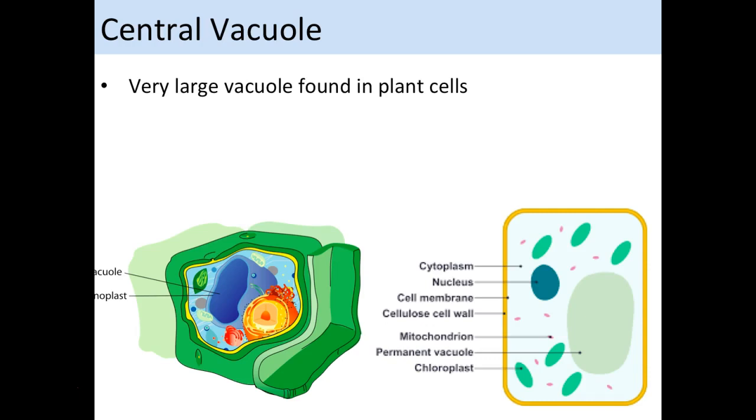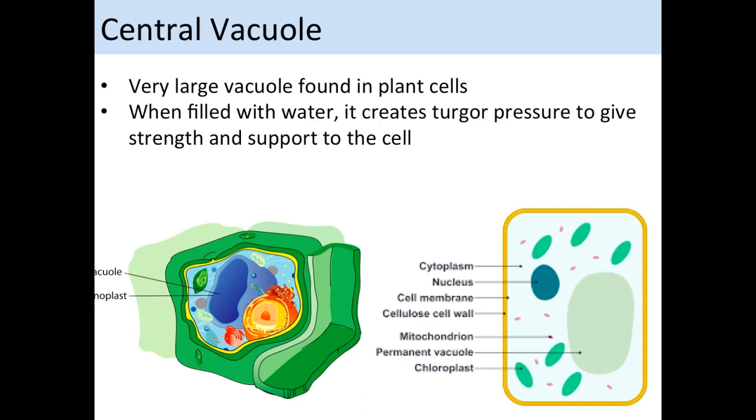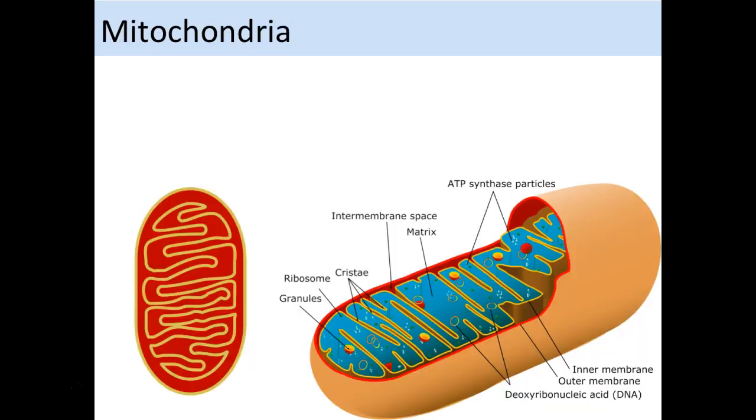So the central vacuole is just one large vacuole found in the center of plant cells. When it is filled with water, it creates pressure and it gives strength and support to the cell. Its function also is to serve as a storage area for extra water, extra salts, extra carbohydrates.